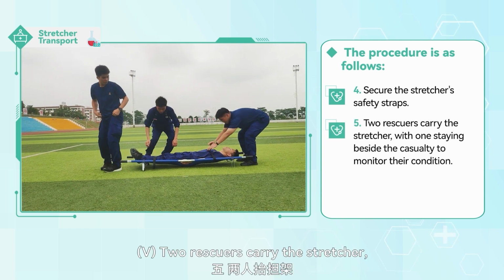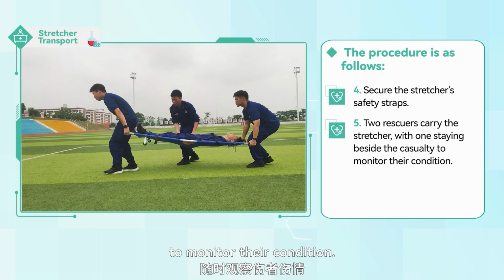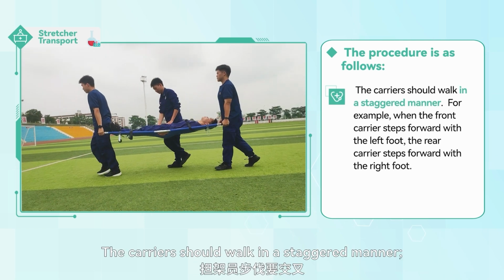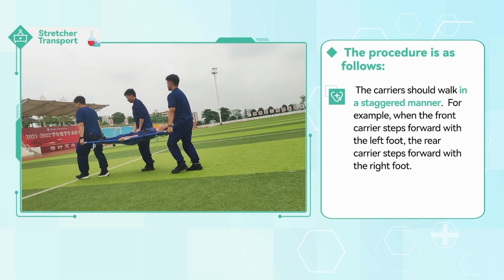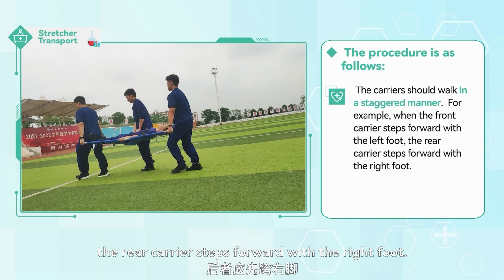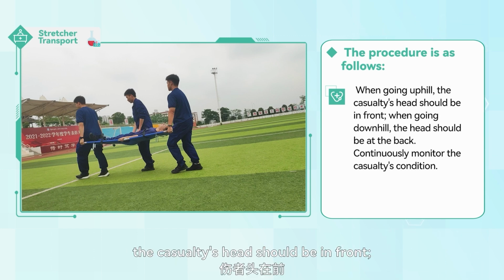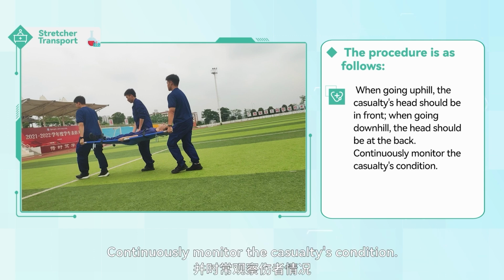5. 2 rescuers carry the stretcher, with one staying beside the casualty to monitor their condition. The carrier should walk in a staggered manner. For example, when the front carrier steps forward with the left foot, the rear carrier steps forward with the right foot. When going uphill, the casualty's head should be in front. When going downhill, the head should be at the back. Continuously monitor the casualty's condition.